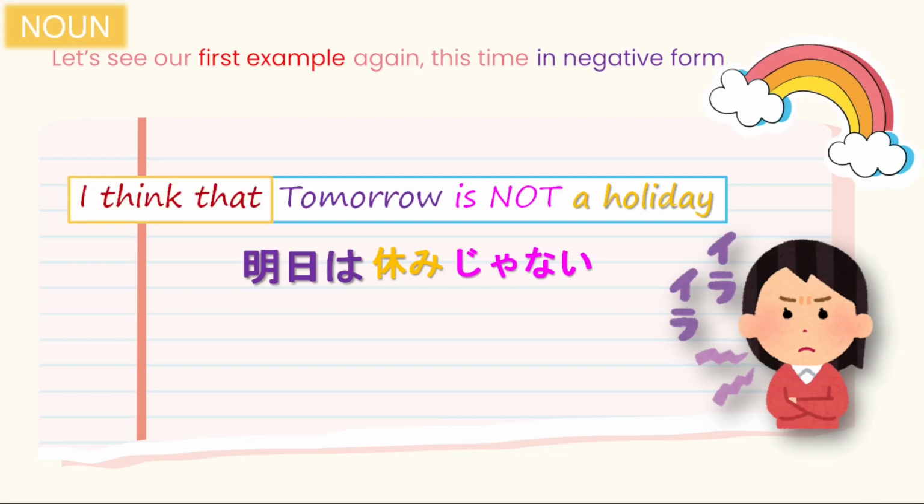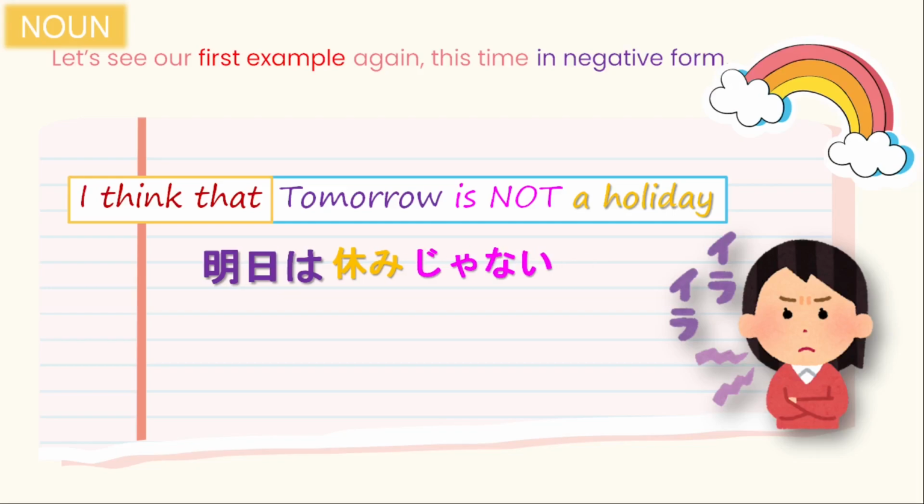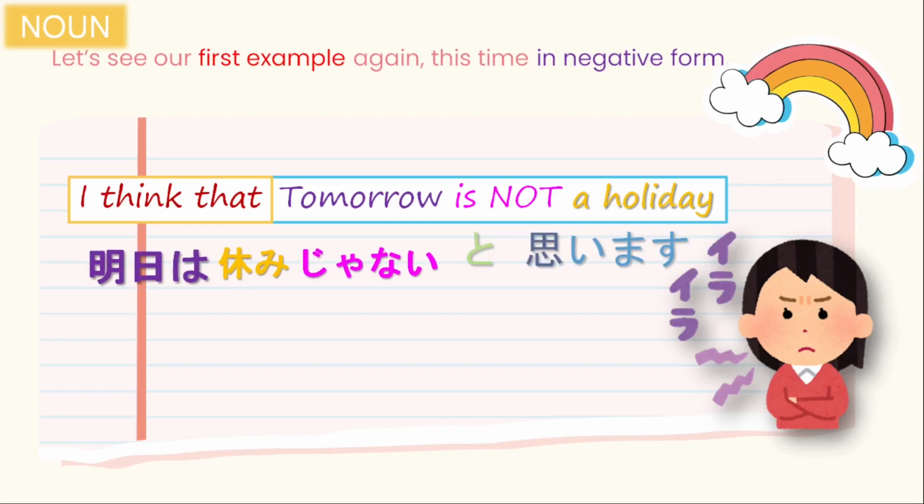So to say I think tomorrow is a holiday, I just have to add the super useful phrase to omoimasu. Now the statement means I think tomorrow is not a holiday. That's bad news. Ashita wa yasumi janai to omoimasu. Great. So let's go for another example.